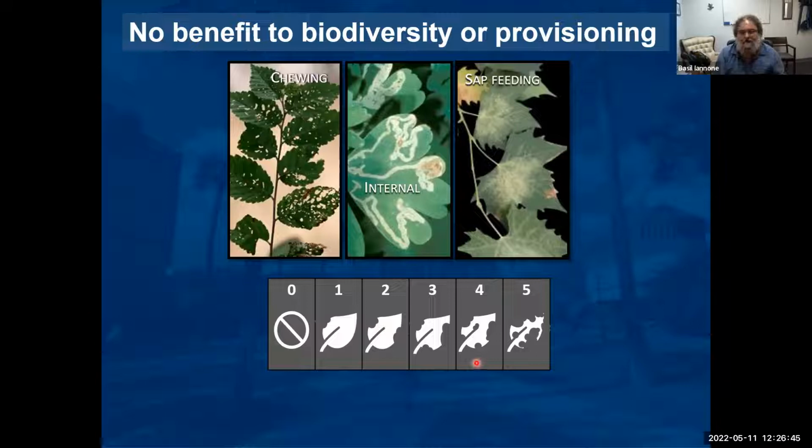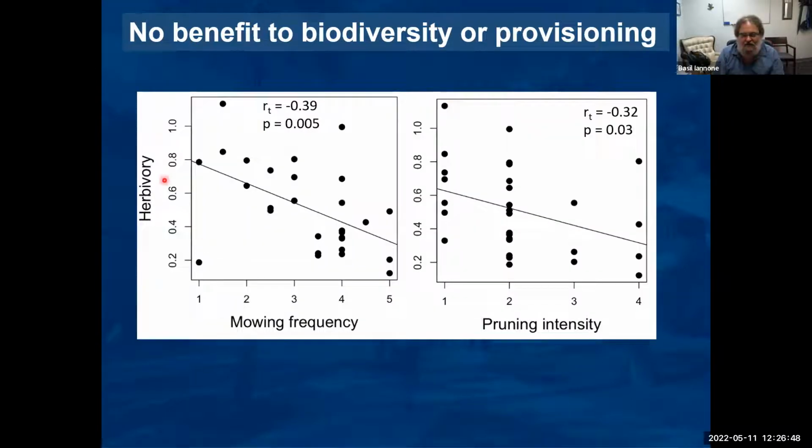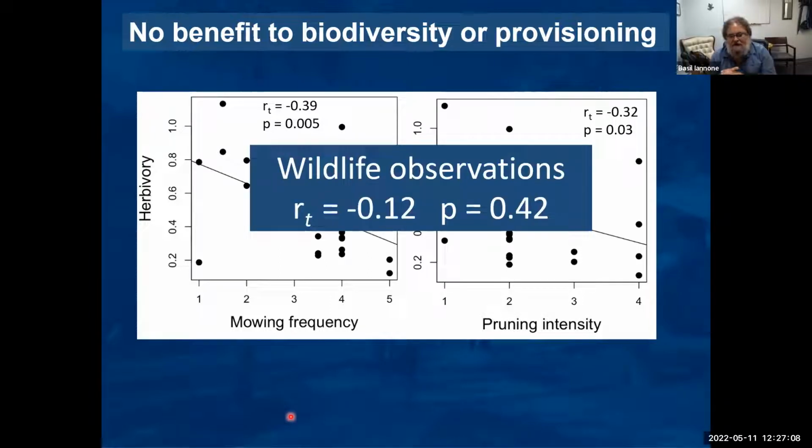And so what we found was herbivory was negatively related to mowing and negatively related to pruning, two common management practices. And the overall herbivory that we found was at very low levels, so not indicative of pests, more indicative of the environmental benefits that we want from our yards. We also asked people to say how often they saw wildlife in their yard, and even though that was a goal of theirs, there was no relationship between wildlife observation and management intensity.